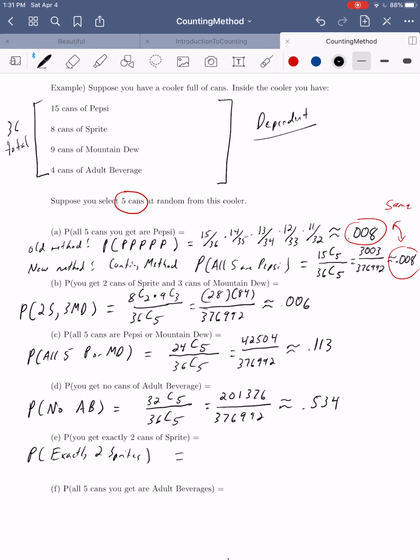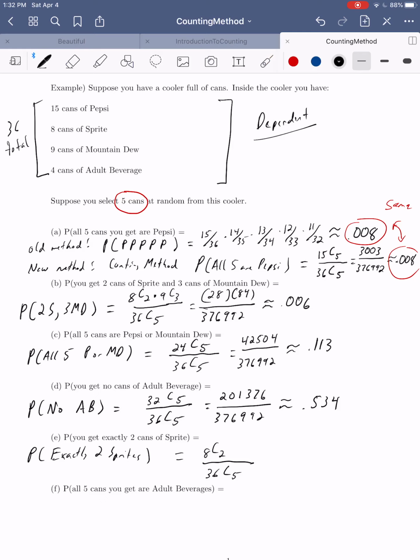Well, this should be nice and easy. Denominator, 36C5. Again, not going to change unless we change what's in the cooler or change how many things we're taking out. And now we need to make sure we get our 2 Sprites. There's 8 cans of Sprite to choose from, so we're going to put 8C2. Is that it, though? Well, if you think about it, this 8C2 says that you're picking out 2 Sprites. But we need to make sure we get exactly 2 Sprites. So we still have 5 things that we need to choose.